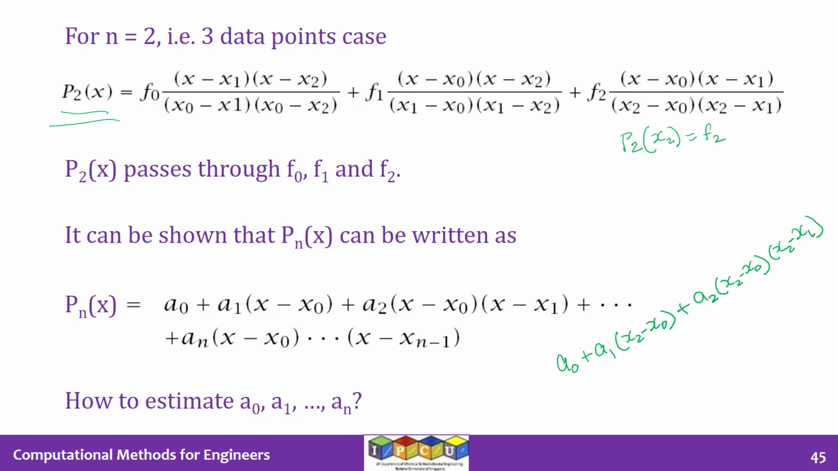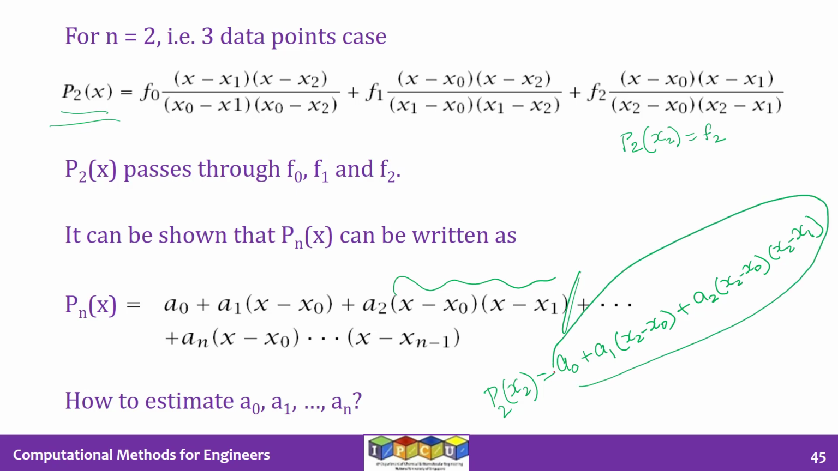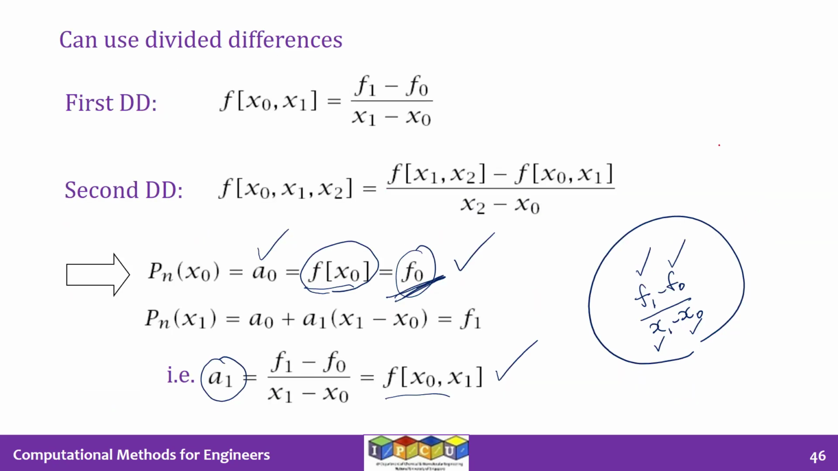And we are talking about only P2 of x here. And therefore, you should stop after this term, the second term. All right, so this is what we get for P2 of x at x is equal to x2. So this should equal F2. And we know that A0 is nothing but F0. A1 is nothing but F of x0, x1, the first divided difference. So that is another piece of information we have. So we can equate the right hand side of this to F2 and then do some algebra.